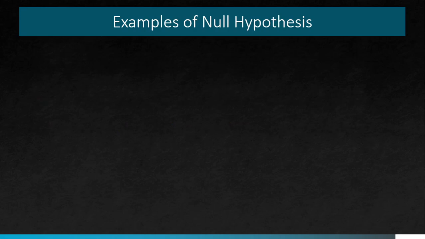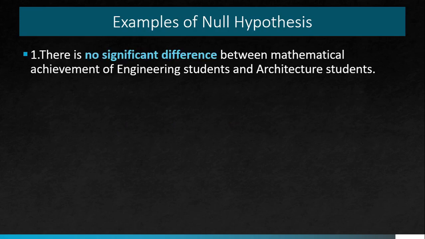And here are examples of null hypothesis. So, for example, there's no significant difference between the mathematical achievement of engineering students and architecture students. Okay, so in here, it's clear that there's a word "no." So there's no difference between these two groups of students, in which, if we go back to our previous slide, it expresses neutrality.